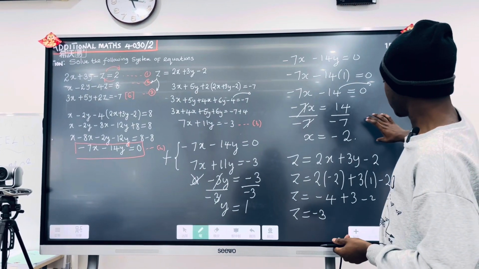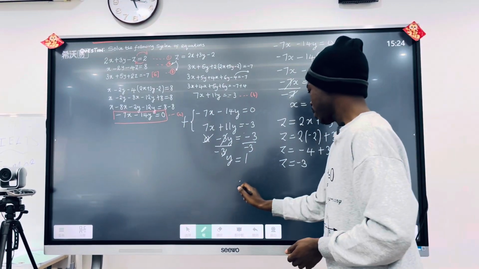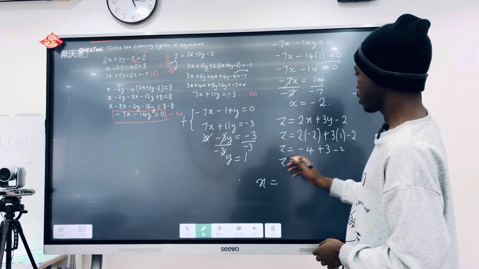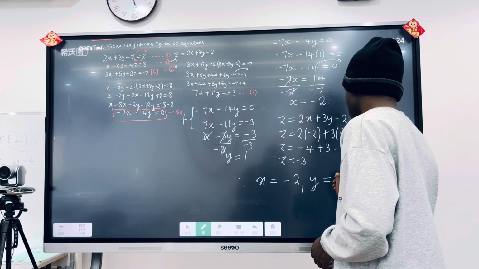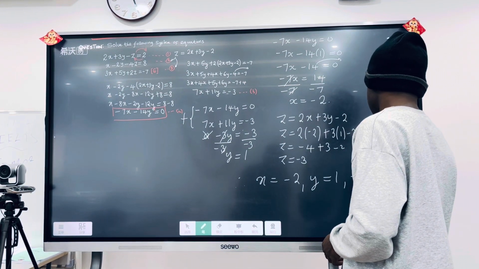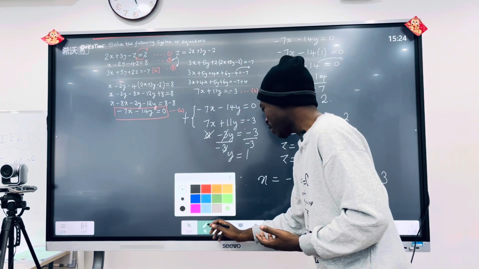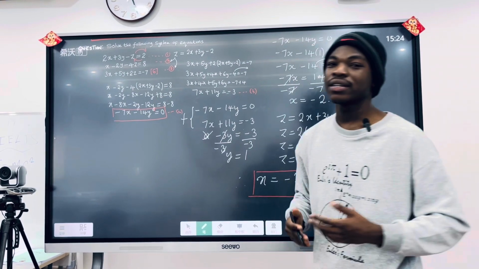So we can now conclude and say, therefore, the value of x is negative 2, y is equal to 1, and z is equal to negative 3. So you would have solved this system of equations and get those 6 marks.